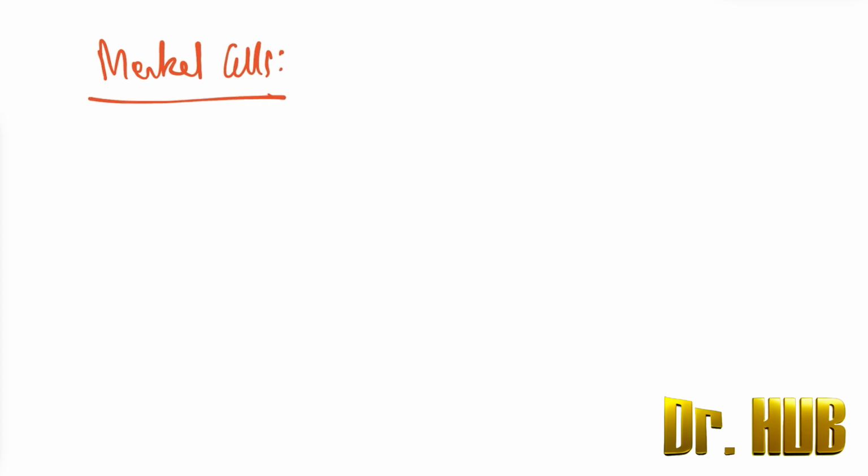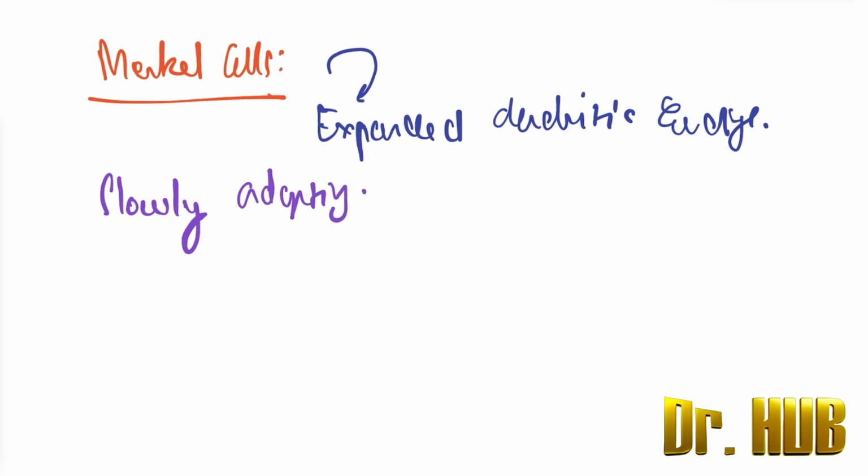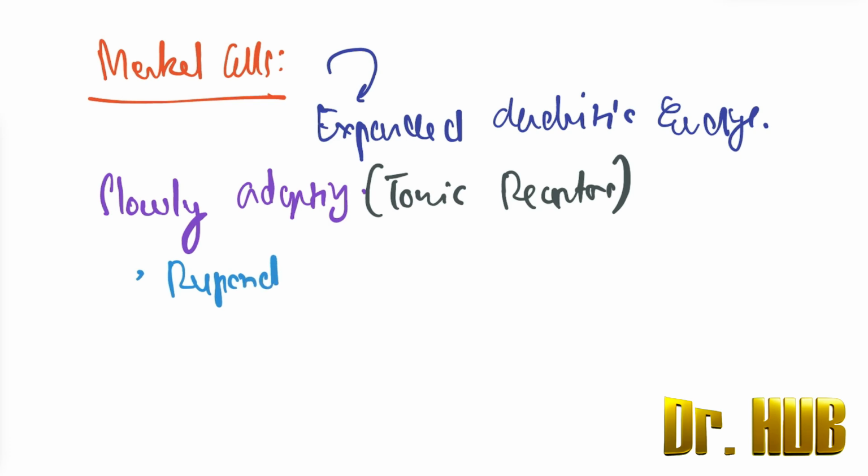The Merkel cells are nothing but expanded dendritic endings. They are slowly adapting, and they are tonic receptors. They respond to sustained pressure and touch.